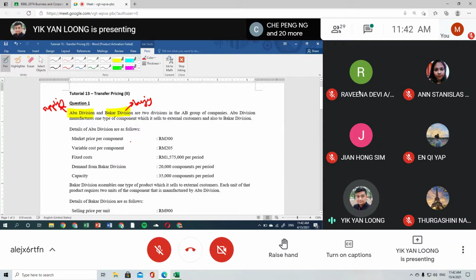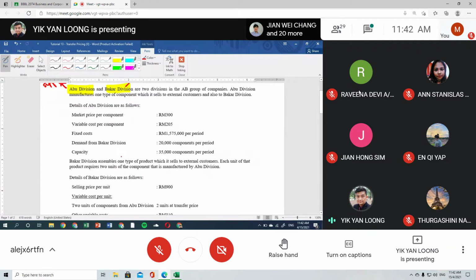So you're given the market price per component. Now, market price here is the selling price. You're given the variable cost per component, and you're given fixed cost. You have the demand for Bakar division is 20,000 component, right? Demand from Bakar is 20,000. Capacity is 35,000 component, right? So demand is at 20,000, capacity is 35,000.